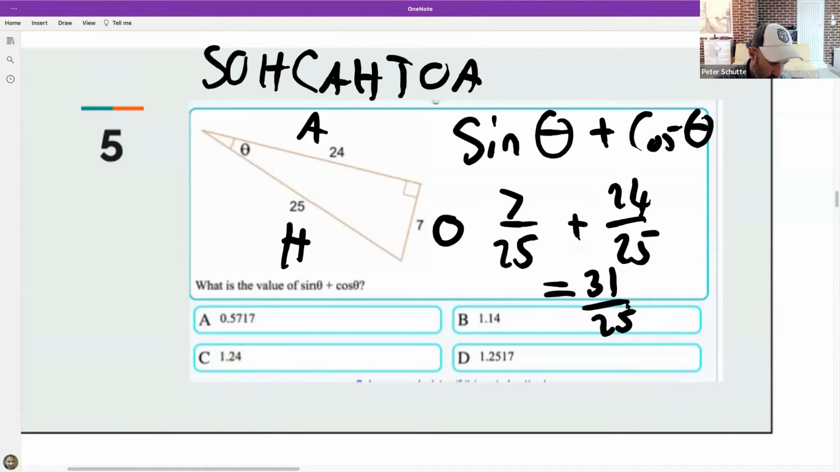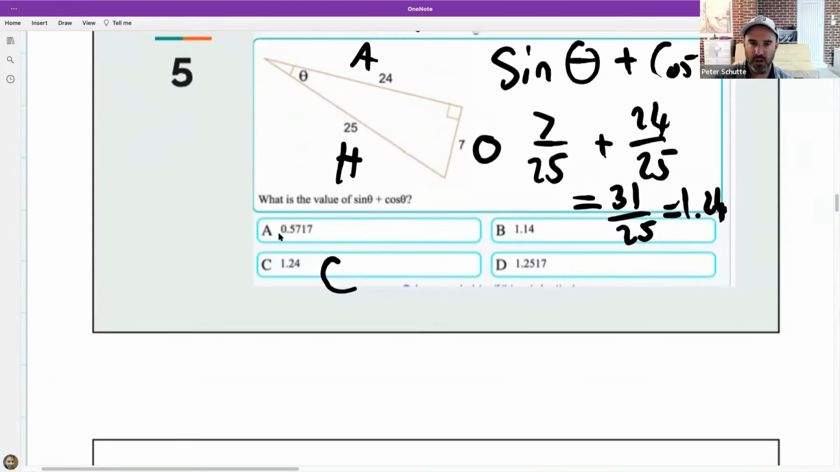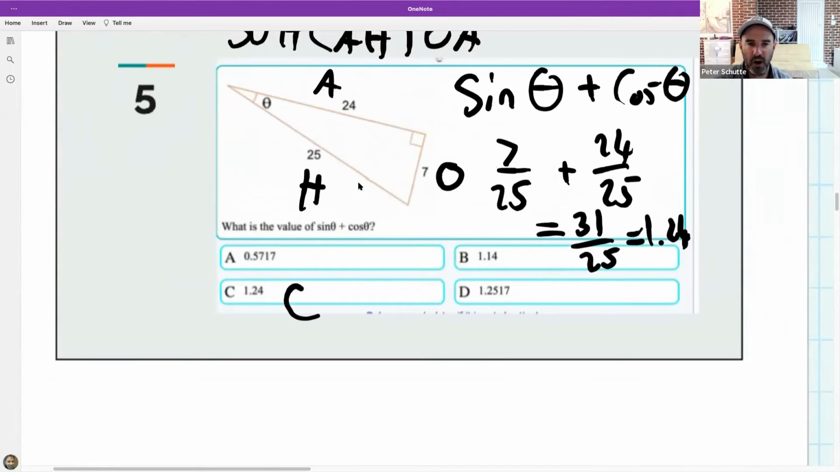I get 1.24, which is C. So we get C. That's it. Yeah, and so you can see how once you understand what the definitions are, it's not too bad. So this is all about naming and getting comfortable with the trig ratios. All the trig ratios are, I call them internal scale factors. They're the length of one side divided by the length of the other.